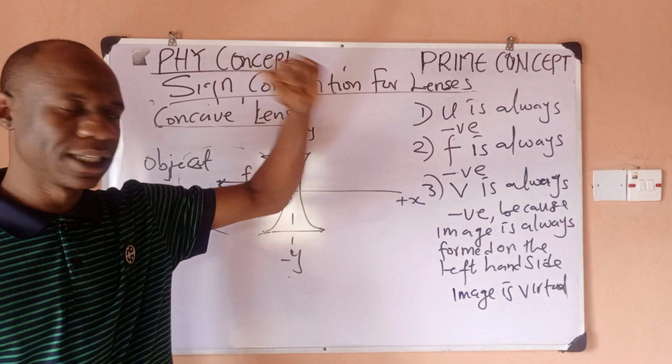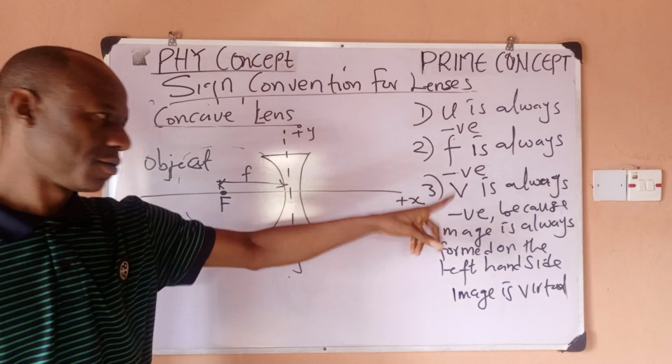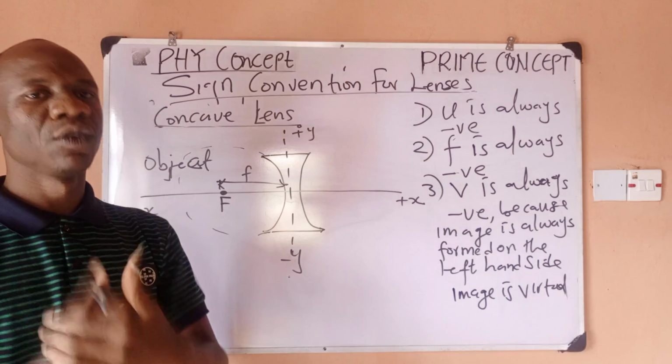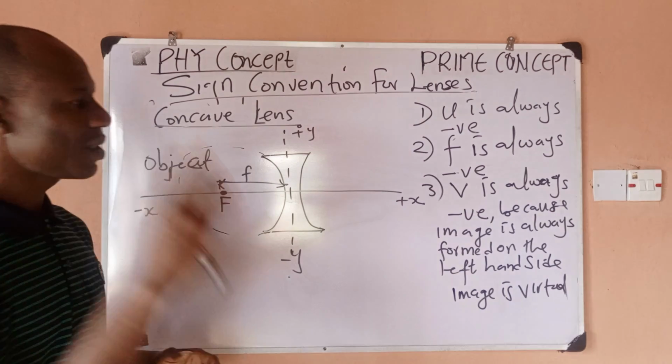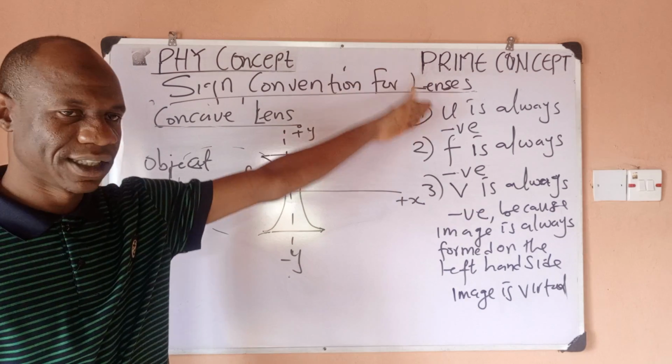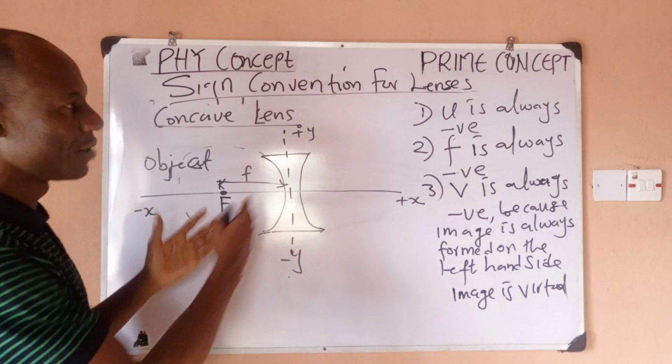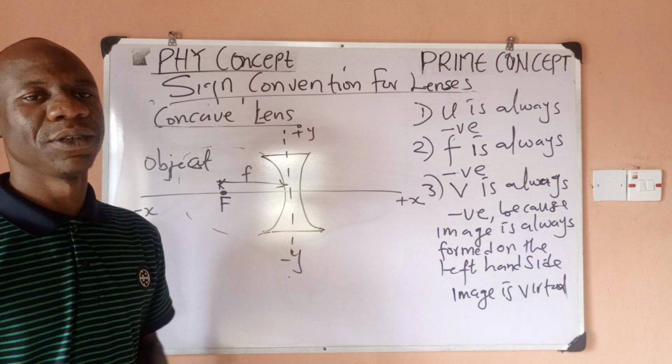So these 3 conventions are worthy of note. U always negative, F always negative, V always what? Negative. So you can say the 3 of them are always going to be negative. So it's very easy to remember. No positive. The 3 for concave lens would always be what? Negative. So I believe this sign convention is very clear to you.